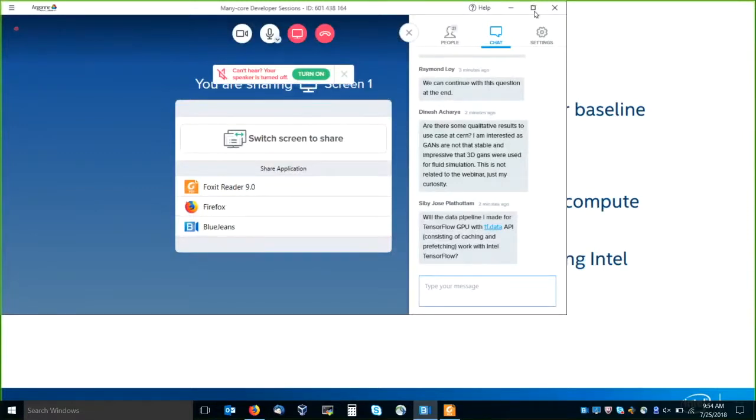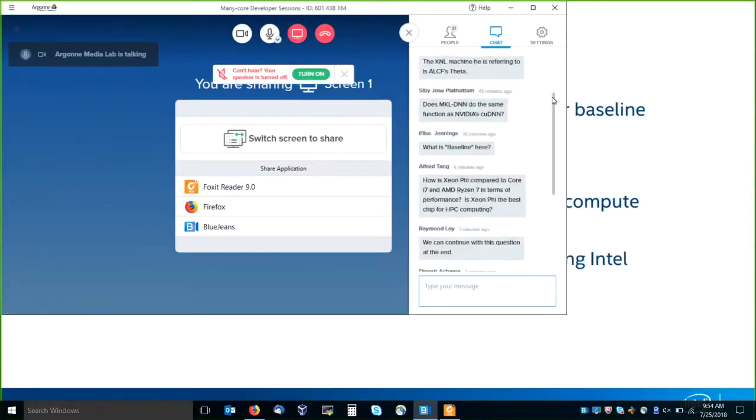I think there are some questions here. Going back to the question about relative performance, I think the person asking was wanting to get the relative performance between Phi and Core i7 and the AMD Ryzen 7. It sounded like you concurred that Xeon Phi was the best for HPC, but how do the three fit together? The Core i7 is actually a desktop chip. Maybe the question was meant to ask Xeon Phi versus Xeon, I'm assuming, and compared to Ryzen.